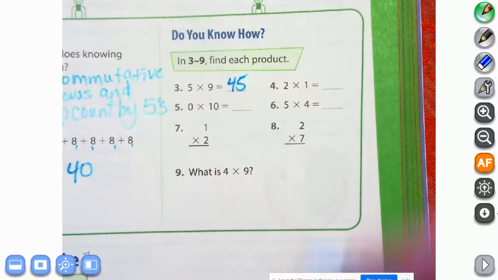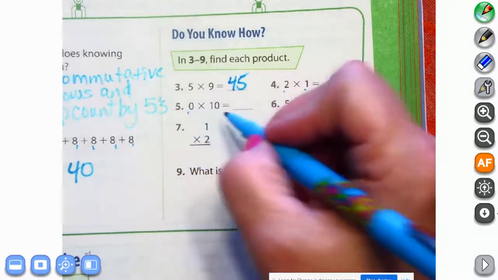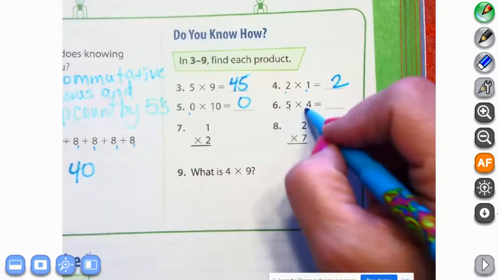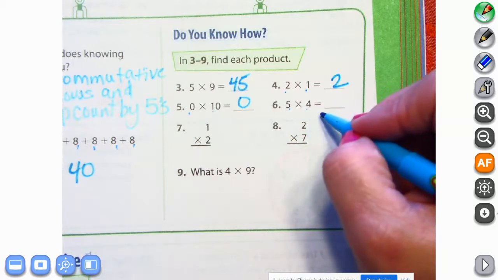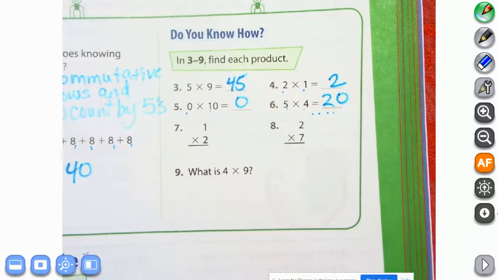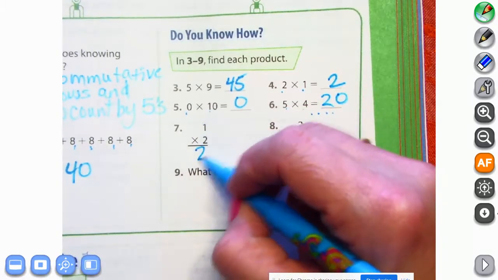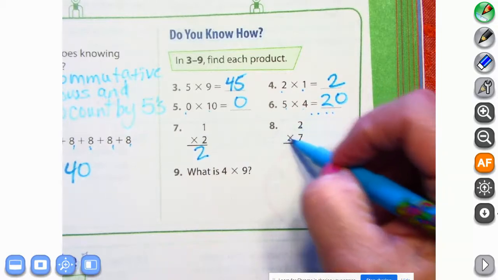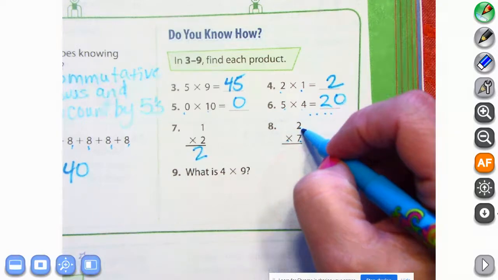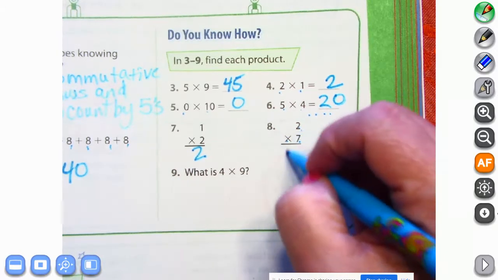2 times 1. Anything times 1 will be itself, 2. Anything times 0, 0 times 10. Anything times 0 would be 0. 5 times 4. I can skip count by 4 or by 5 4 times. 5, 10, 15, 20. 1 times 2. Anything times 1 will be itself. 2 times 7. So we can skip count by 2's 7 times. 2, 4, 6, 8, 10, 12, 14.